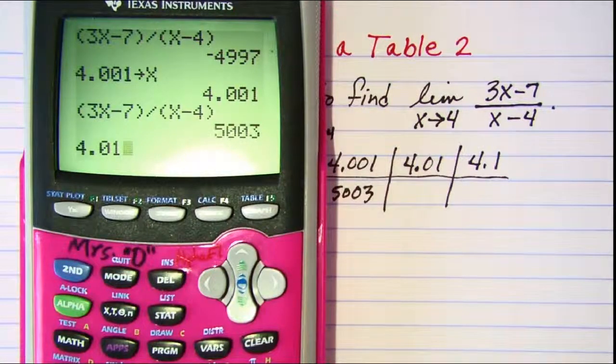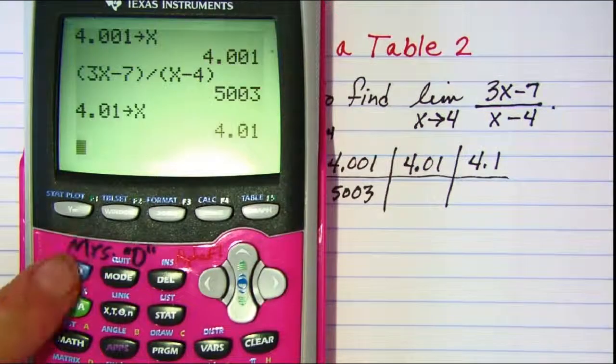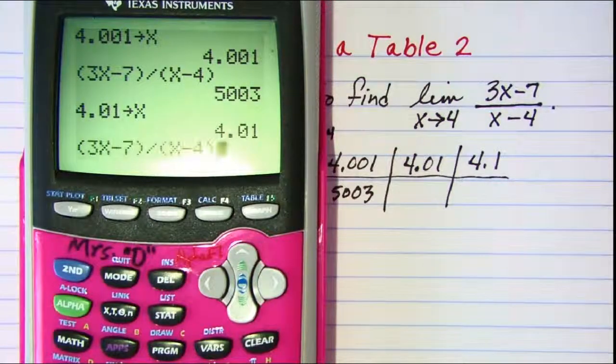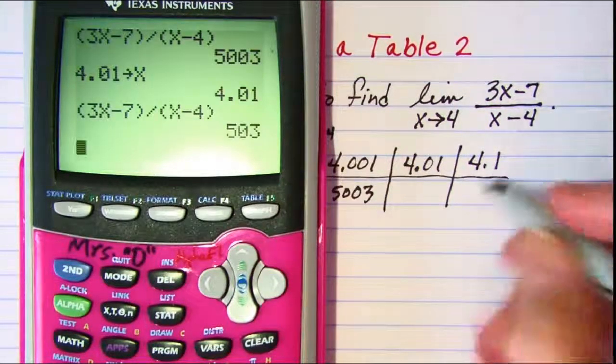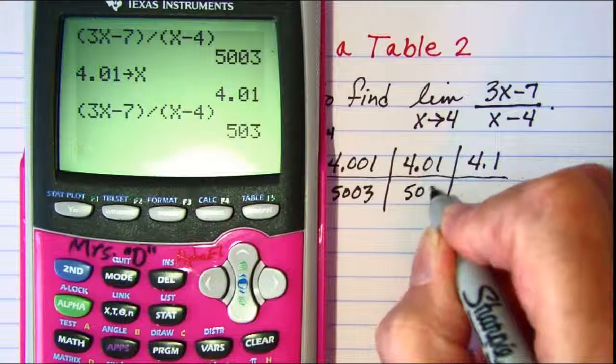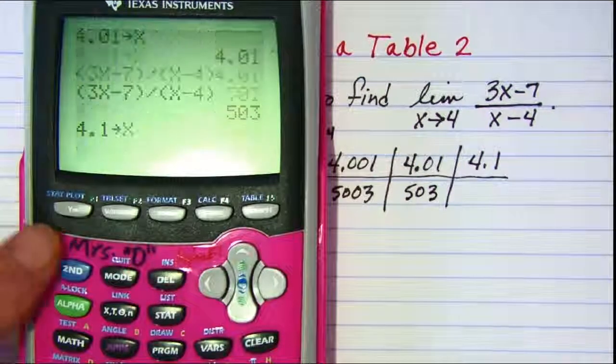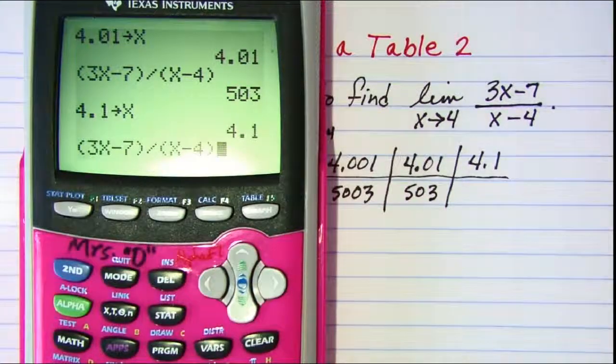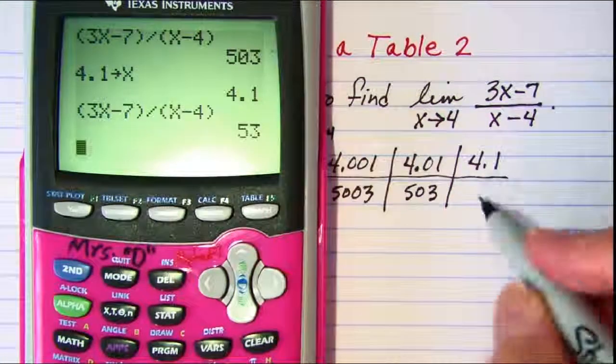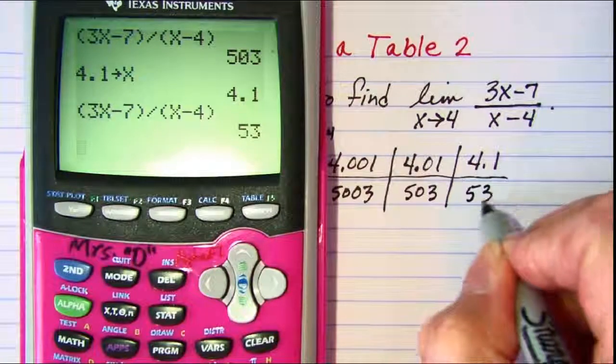4.01, store x, second enter, so 503, and then 4.1, store x, 53.